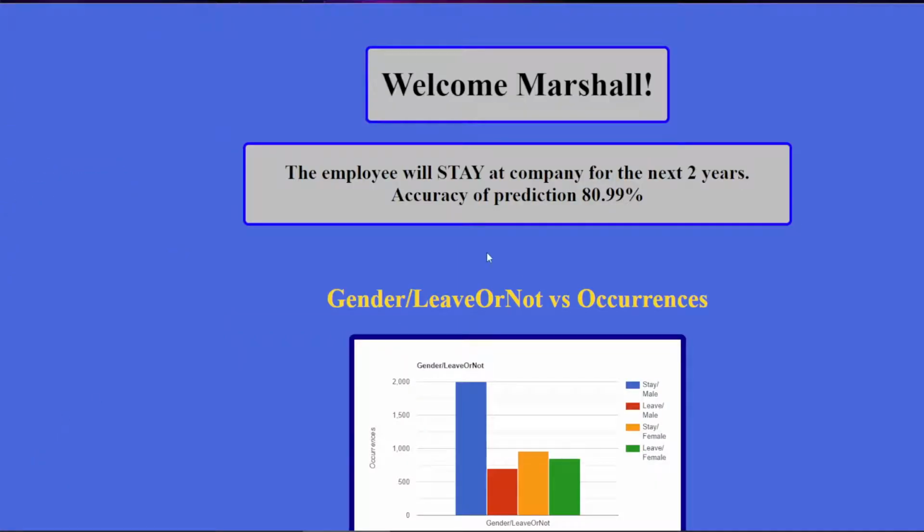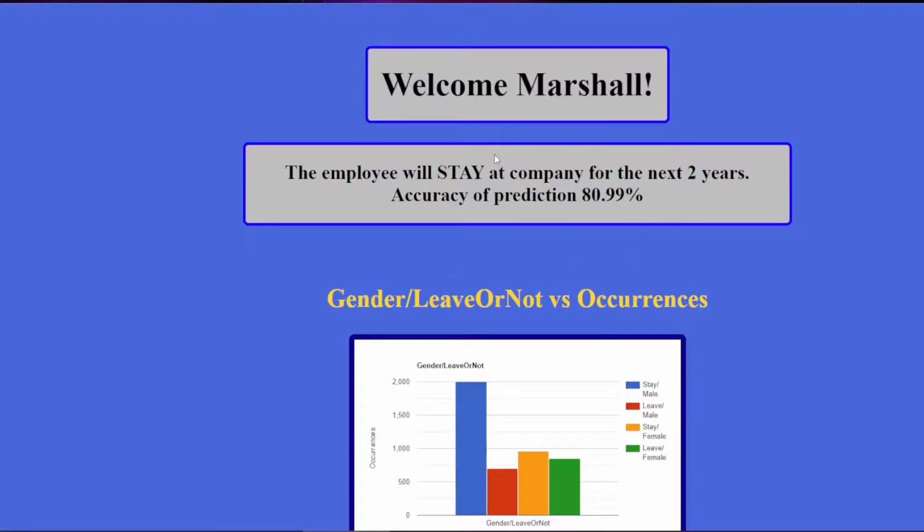If we hit submit here, it'll take us to the final page, and that is where our prediction of what the employee will do for the next 2 years is. The purpose here was to give the user the prediction of whether the employee will stay at this company or leave the company in the next 2 years. So in this case, with what I've selected, I will stay at the company for the next 2 years with an accuracy of 80%. 81, we'll say. We'll just round up, 81%.